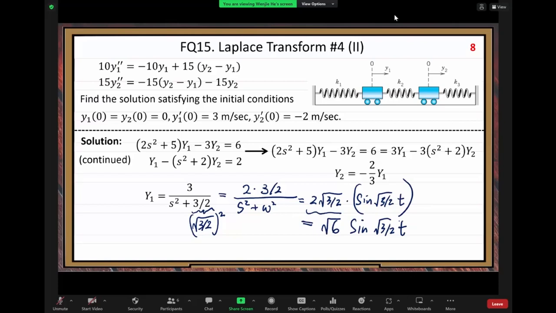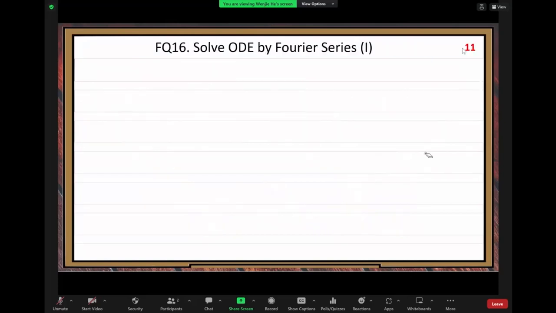So now, the last 2 questions related to our homework assignment. Number 3, part B, and also corresponding to the last questions in the final. All right. FQ number 16. Solve ODE by Fourier series. Yeah.